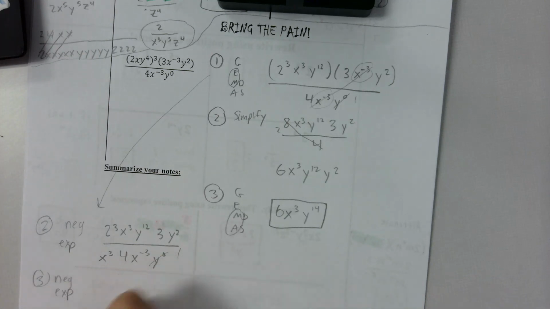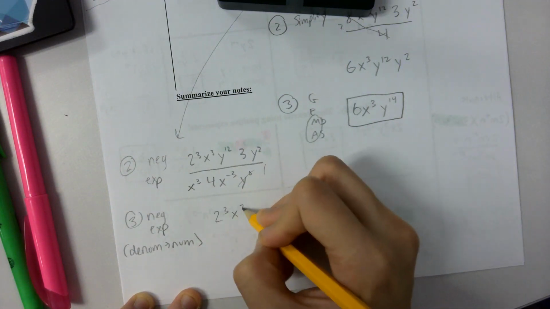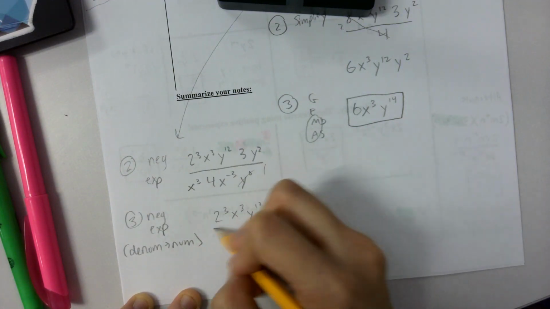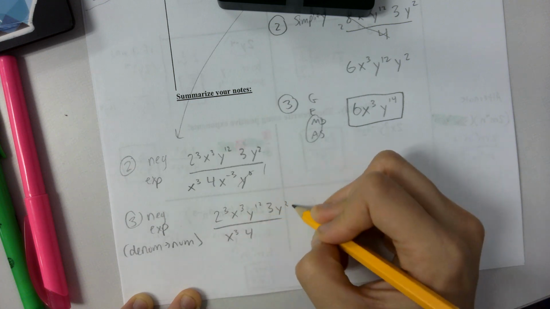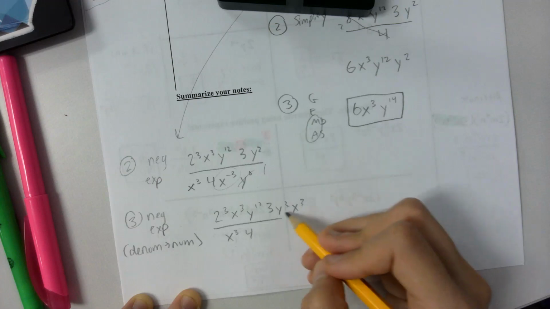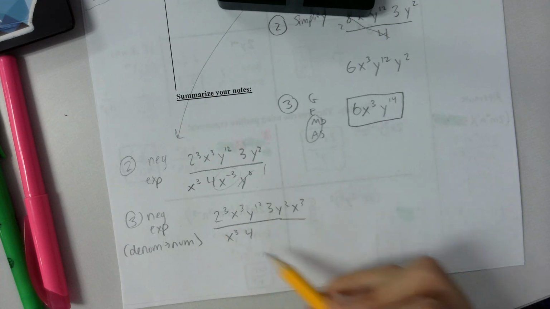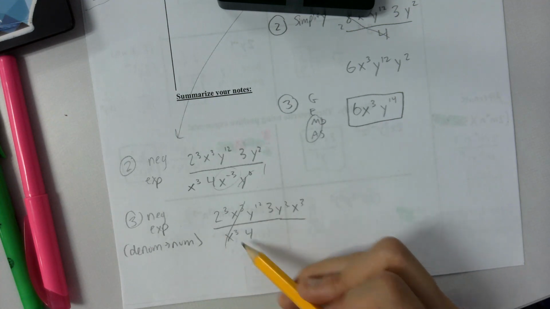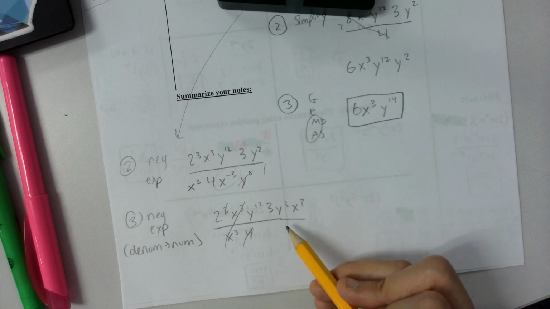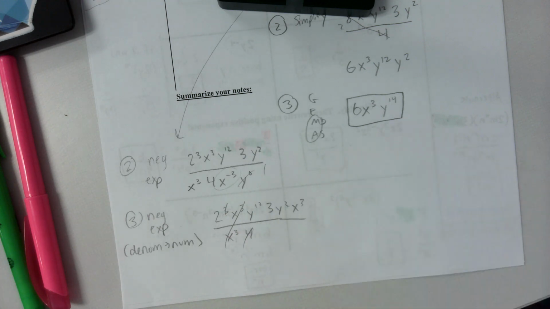Negative exponent, denominator to numerator, right? So 2 to the 3, x to the 3, y to the 12, 3y squared over x to the 3, 4, and then the x to the 3 goes back up here, this one, right? And then that's it. And then we'd simplify it all out, right? Like, okay, now we can see this cancels, this cancels, and then we simplify it and get the same thing. So again, there's a few ways to do it. Once you practice them a lot, you'll notice that you can skip some steps, or you'll be able to do them in your head.